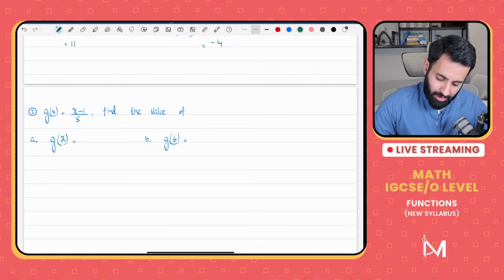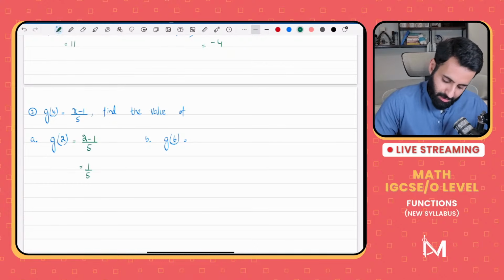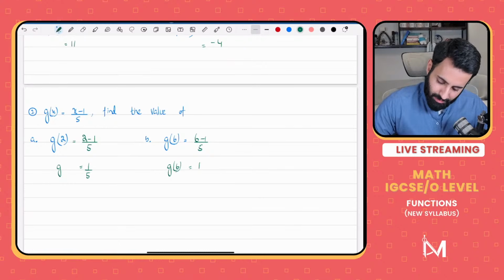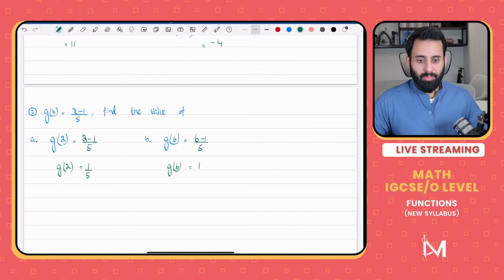g of 2 means that we're going to plug in 2. So 2 minus 1 upon 5. So the answer is going to be 1 upon 5. Then g of 6 means that we're going to plug in 6. 6 minus 1 is 5. 5 upon 5 is equal to 1. So that's the value of g of 6, and that's the value of g of 2.